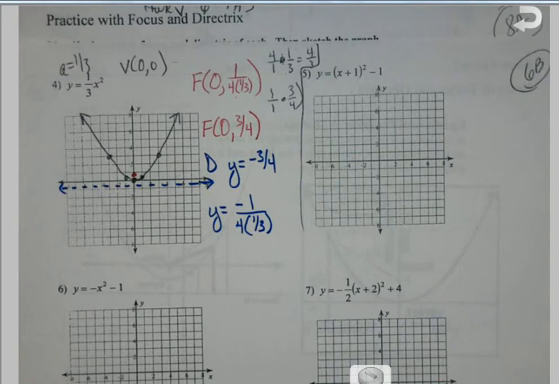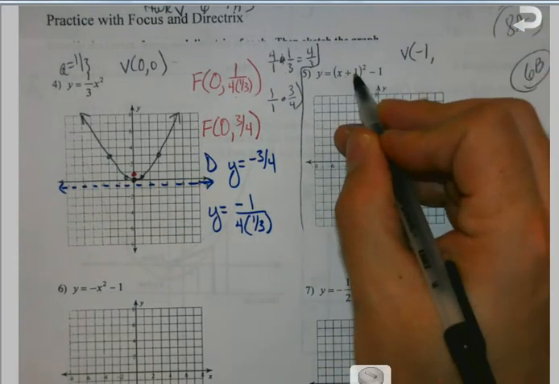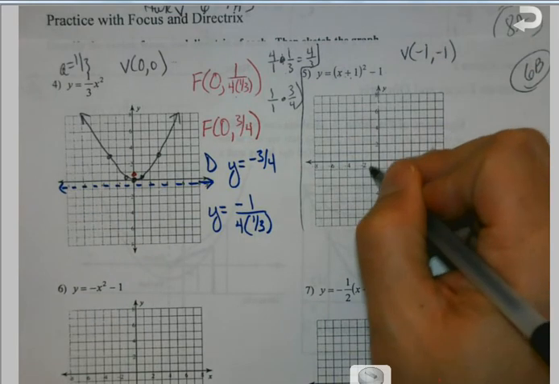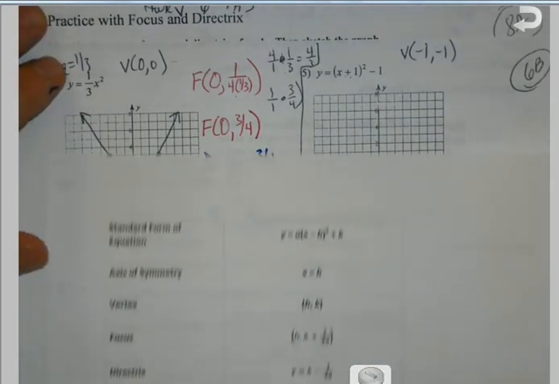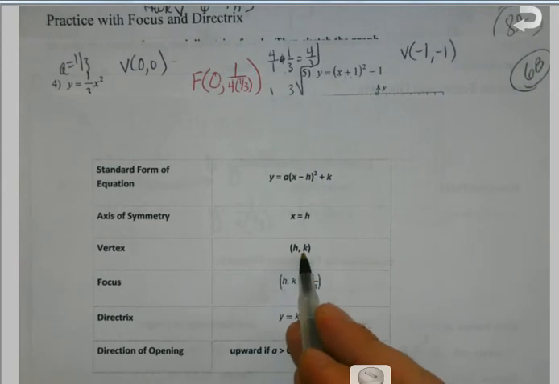What's our vertex going to be on number 5? -1, -1. Because again, it's x minus h plus k. Change the sign, keep the sign. So -1, -1. Okay, we've got ourselves a dot. Now we're not centered at the origin anymore. Oh dear. So now, at least for the time being, we want to come back to our reference sheet. I would be working with the ones over on the back now, because that looks similar to what we're working with here. So we just found our vertex, our h, k.